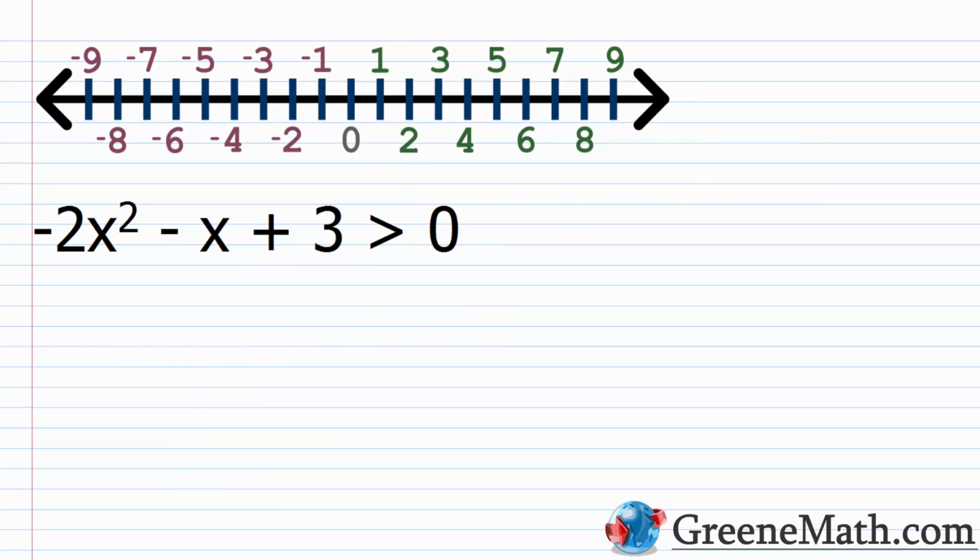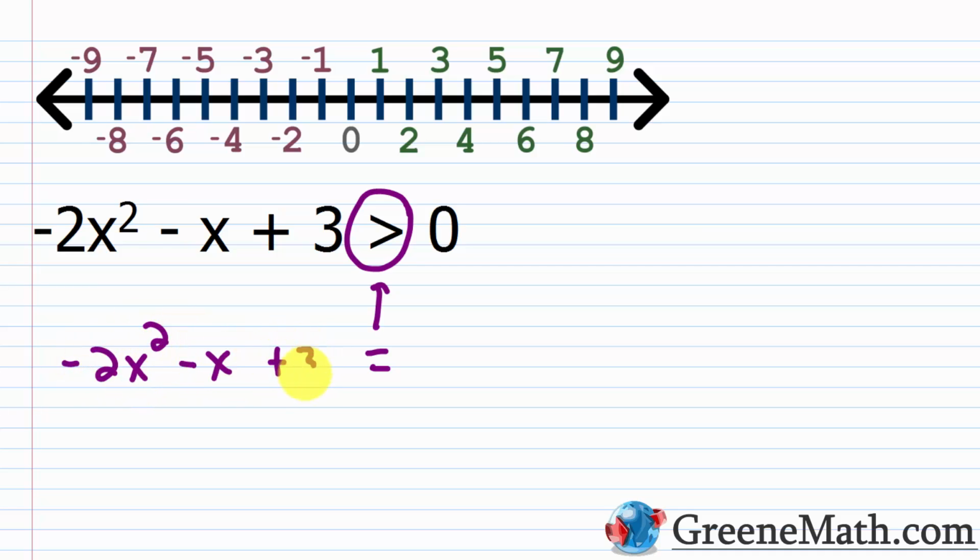All right, let's take a look at another one. So we have negative 2x squared minus x plus 3 is greater than 0. In this case, I have my quadratic expression on the left and a 0 on the right. So I can just change this greater than here to equals and solve the resulting equation. So we have negative 2x squared minus x plus 3 is equal to 0. I can solve this using factoring pretty quickly.